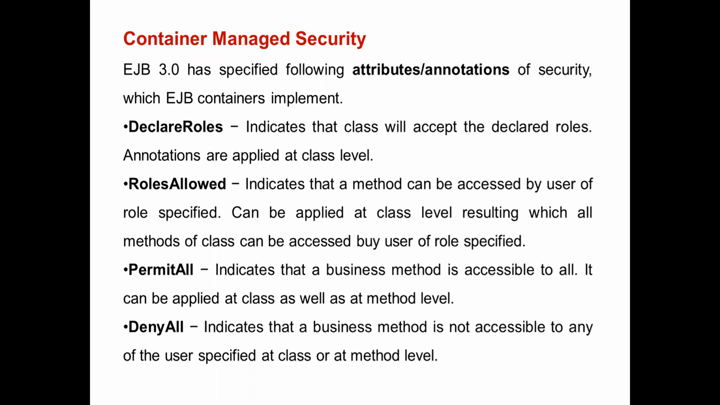PermitAll means to permit access. It indicates that a business method is accessible to all. So when PermitAll is declared, we can access the method. It can be applied at the class level as well as at the method level. So when you permit all, you can access the class as well as the method.